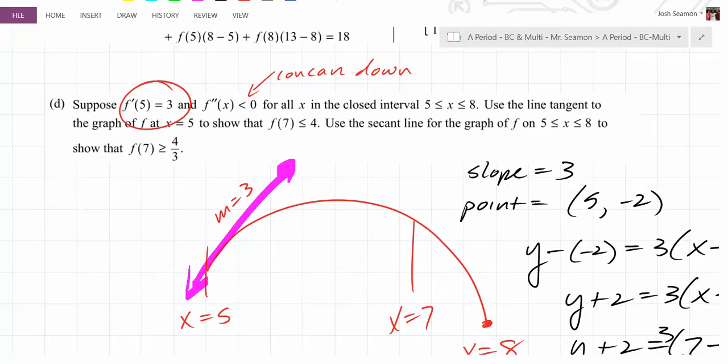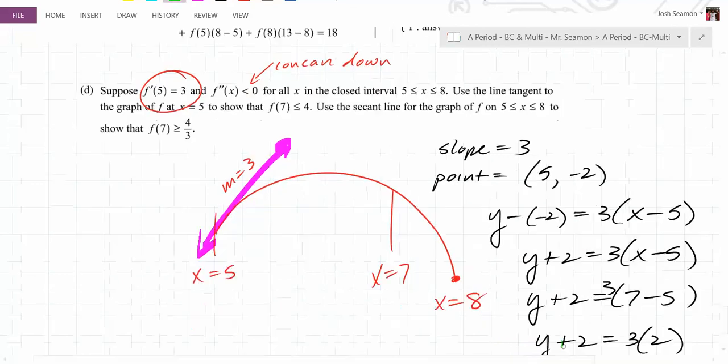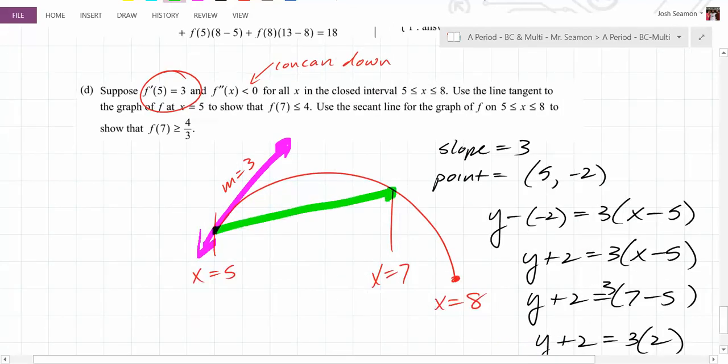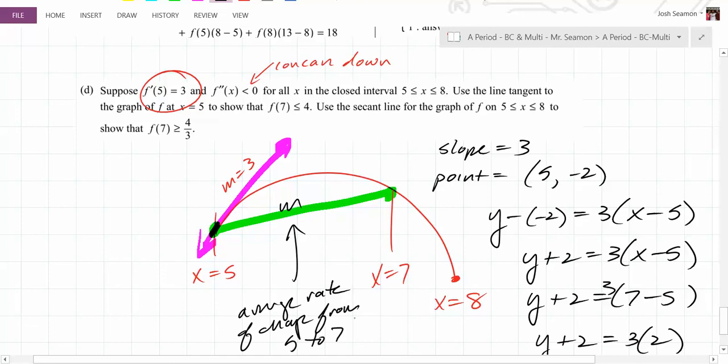What did we show? The tangent line is equal to 4, so to show that f of 7 is less than or equal to 4. So you have this line. This is the secant line from x equals 5 to x equals 7 right there. Does that make sense? So what does the slope of the secant line tell you? It's the average rate of change. So this m value right there is the average rate of change from 5 to 7.